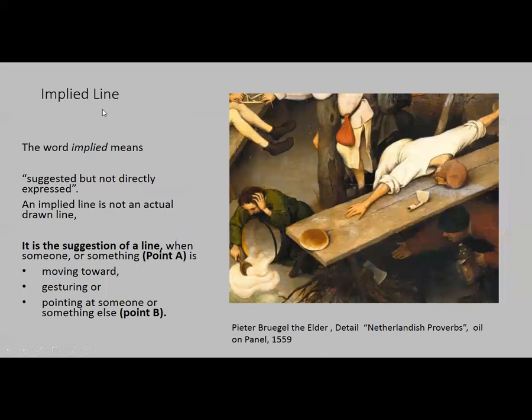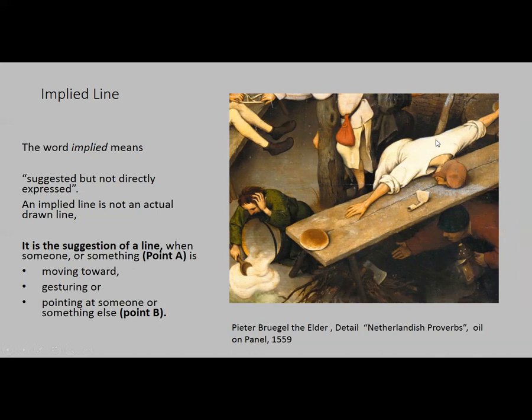So now we're going to talk about implied line. And the word implied means suggested, but not directly expressed. So it's not an actual drawn line, it's a suggestion of a line. It happens when someone or something is moving toward, gesturing toward, or pointing at someone or something else. So in this instance, this guy, I don't know what's wrong with him. I think he's drunk.